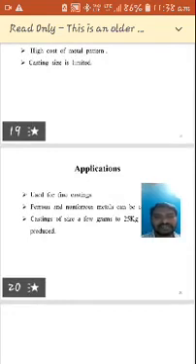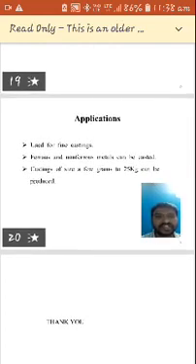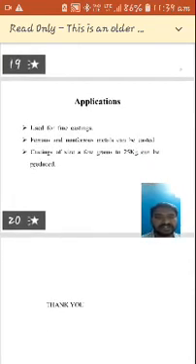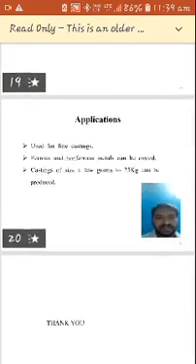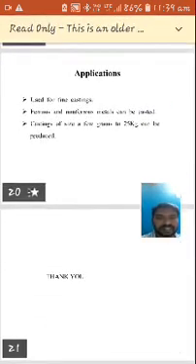There are a few applications where it is used for fine castings. Ferrous and non-ferrous metals can be cast. The casting size is a few grams to 25 kgs. It is a limited operation. So these are the advantages, disadvantages and applications.